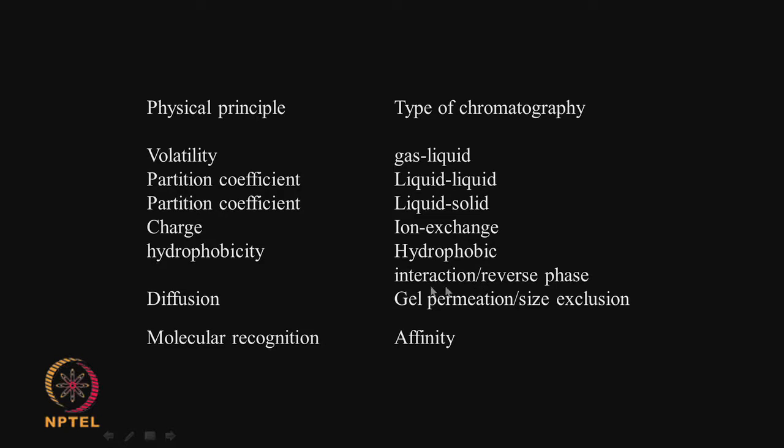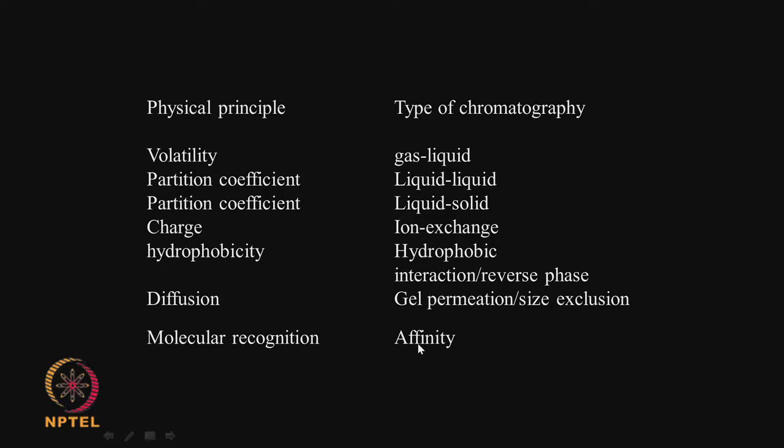Okay. Then gel permeation chromatograph or size exclusion chromatograph, they are based on diffusion, size of the molecules. Okay. Smaller the size or bigger the size, they get separated. So, this is basically based on sizes.